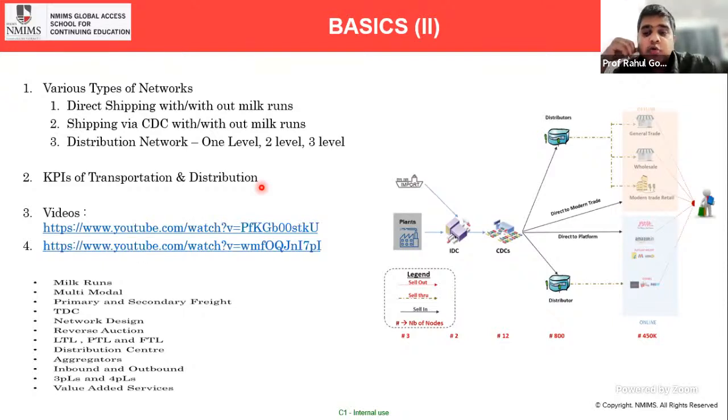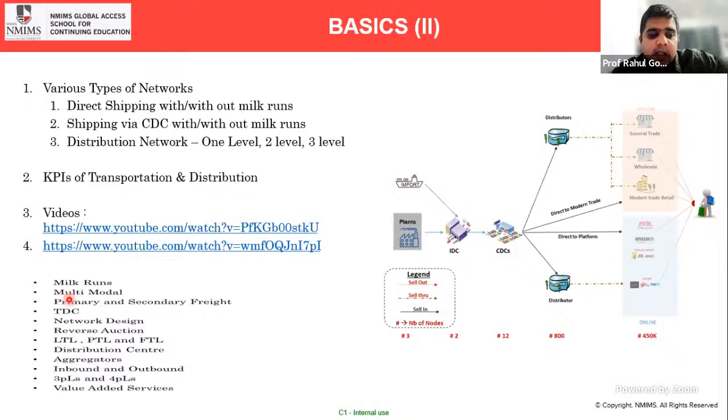Because distributors usually don't order in those big quantities, and hence primary and secondary freight is managed very differently, because their routes are different, their volumes are different, and the players who deal with primary and secondary freight are also very different, and costing is also very different.